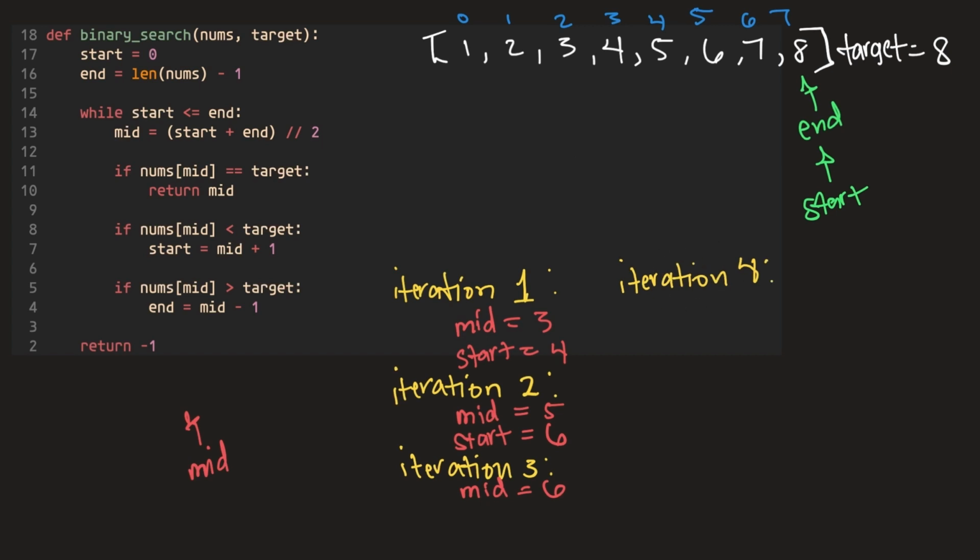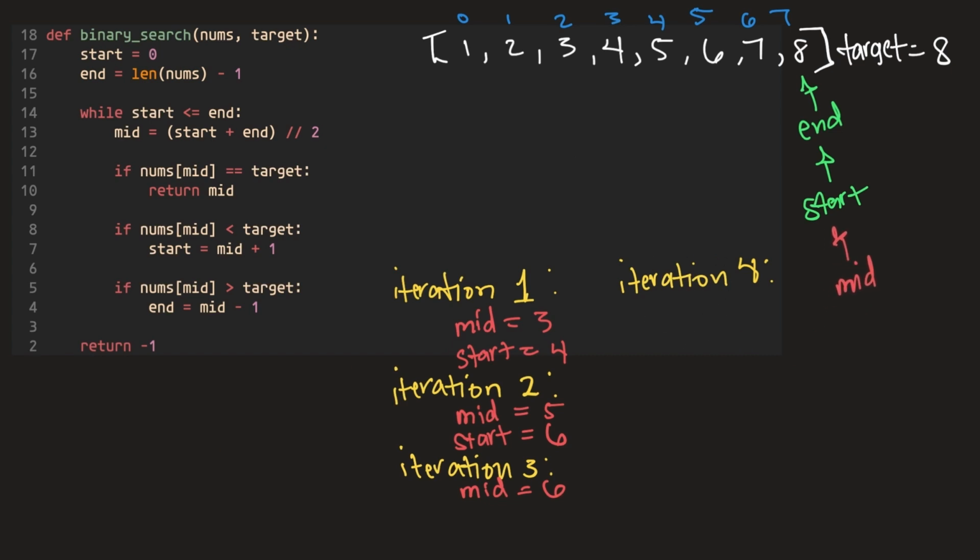And within this iteration, we need to once again calculate our mid. So we're going to add our starting index plus our end index divided by 2. And both our starting index and our ending index are both 7. So 7 plus 7 is 14, divided by 2 is 7 once again. So our mid's going to be 7 as well.